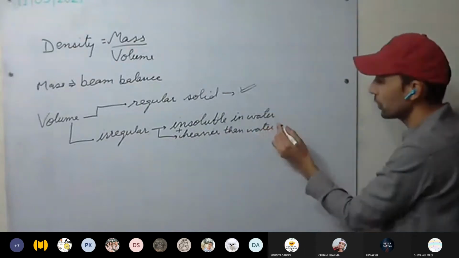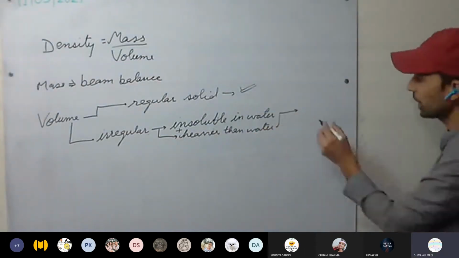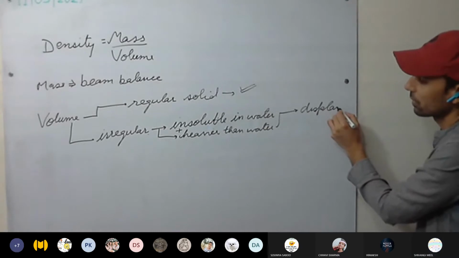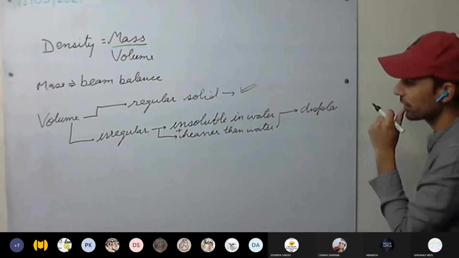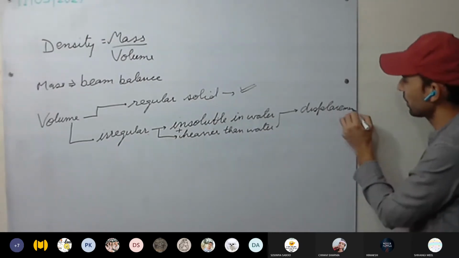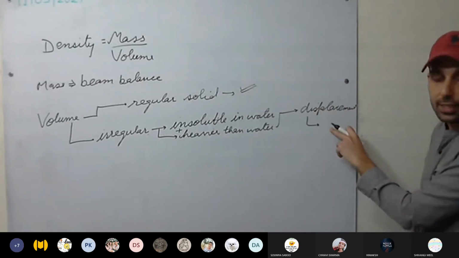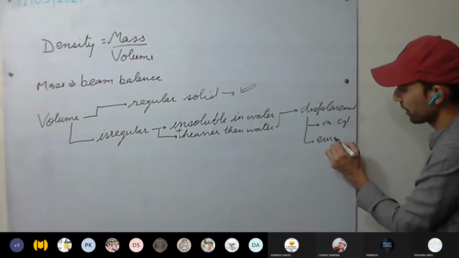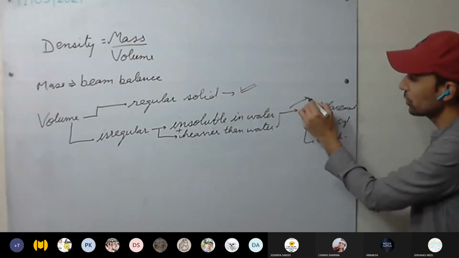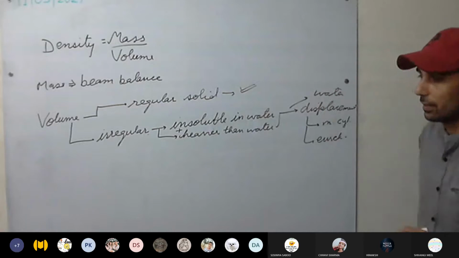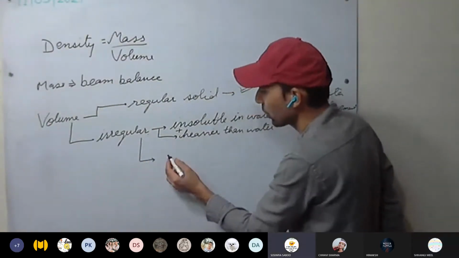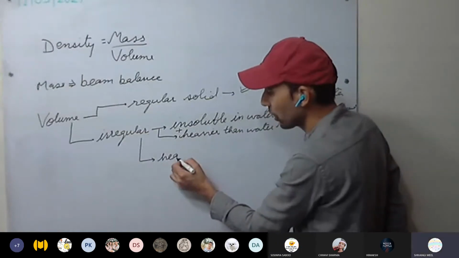So what have we used? The displacement method, for example, with the measuring cylinder and the Eureka can. And here the liquid used is water. Yes or no? Water we have used. Now, for example, if that irregular solid is heavier than water.